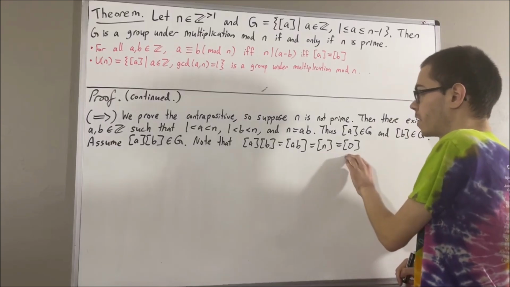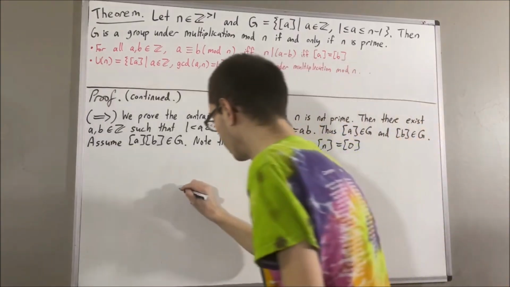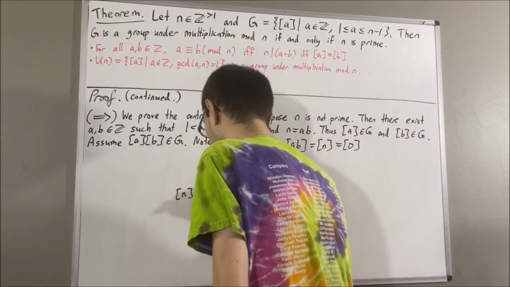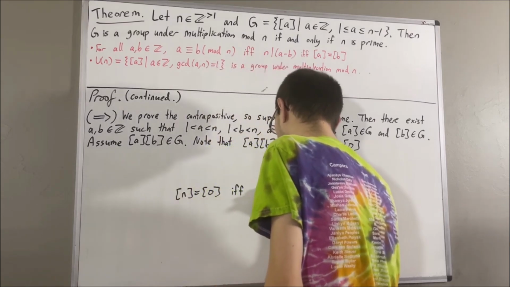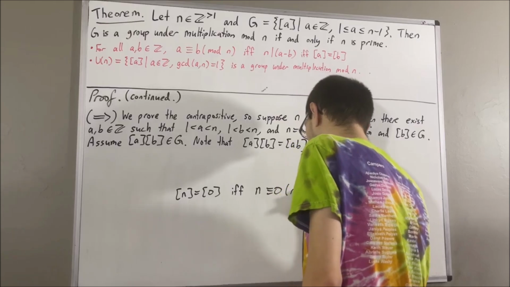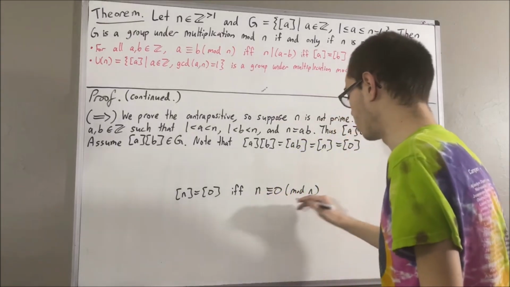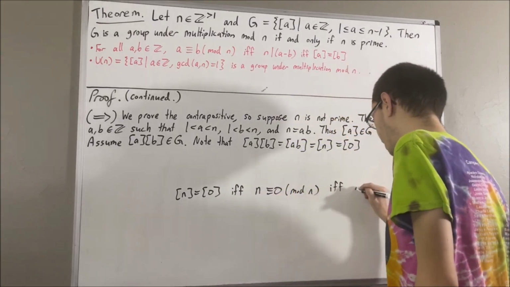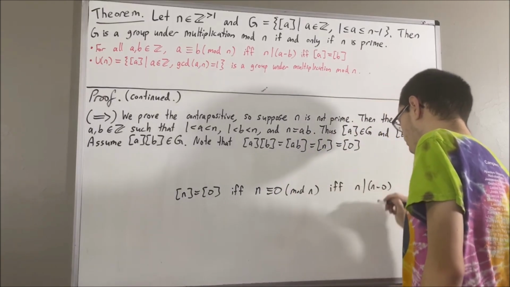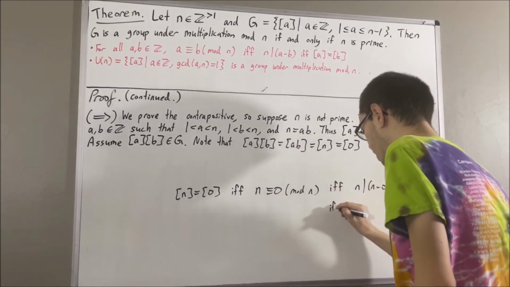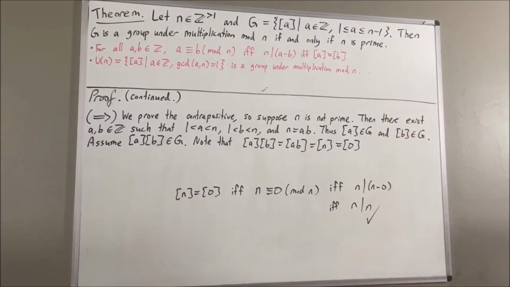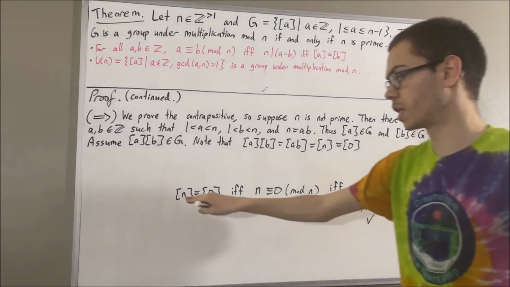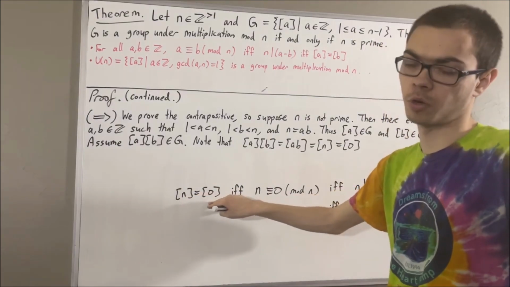Another way you could verify this is we know that saying the equivalence class of n is equal to the equivalence class of 0 is equivalent to saying that n is congruent to 0 mod n. But by definition of congruence mod n, this is equivalent to saying n divides n − 0, which is equivalent to saying n divides n, and we know that this is true. So since this is true, we can conclude that the equivalence class of n and the equivalence class of 0 are equal to each other.